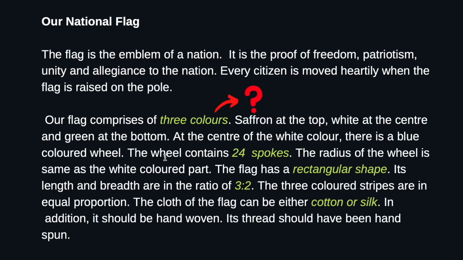Similarly, how many spokes does the wheel contain? So the answer to this would be the wheel contains 24 spokes. Identifying these answers is going to directly give you the key points of which you need to make a note of. This is step number 1.